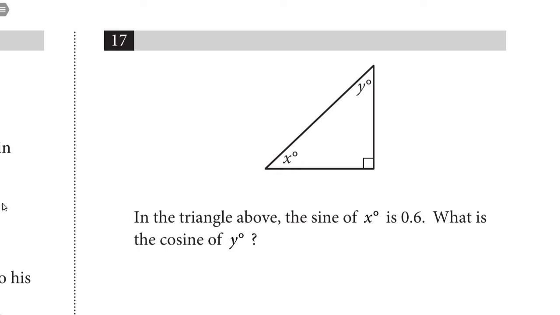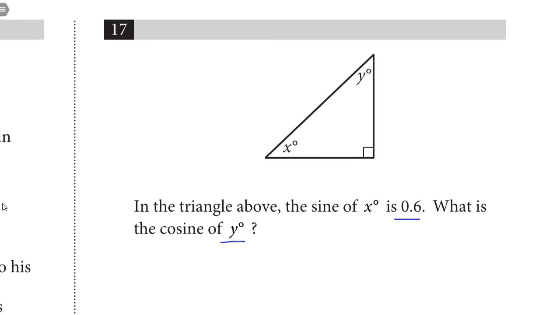In the triangle above, the sine of x is 0.6. What is the cosine of angle y? Alright, so there's two ways you can solve this.